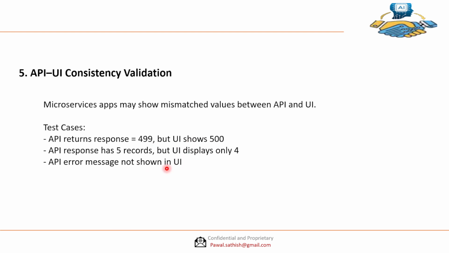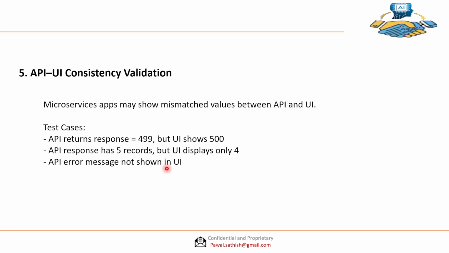Then next is API UI consistency validation. Though we are doing the functional verification from the UI perspective, as a full stack QA we also need to check what the API is responding with, and compare it with our UI verification. So we found that the API returned the response 499, but the UI shows 500. In the same way, the API response gives 5 records, where the UI displays only 4 values in the grid.